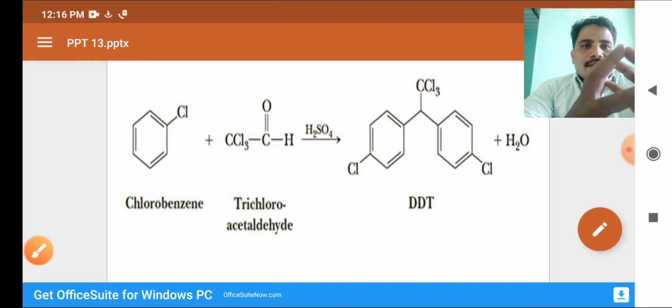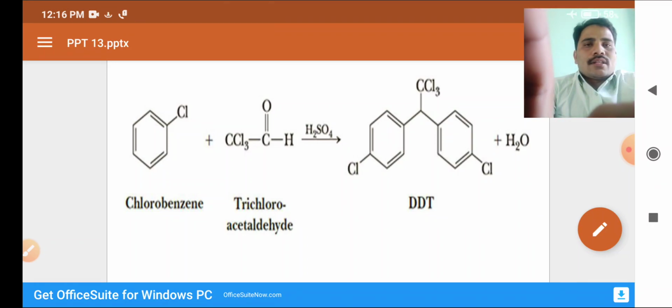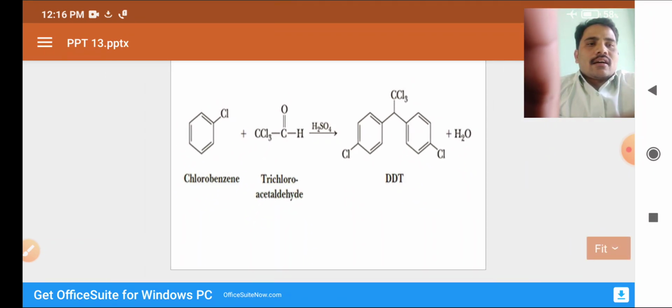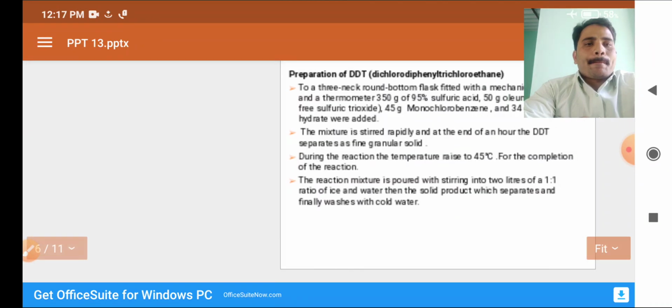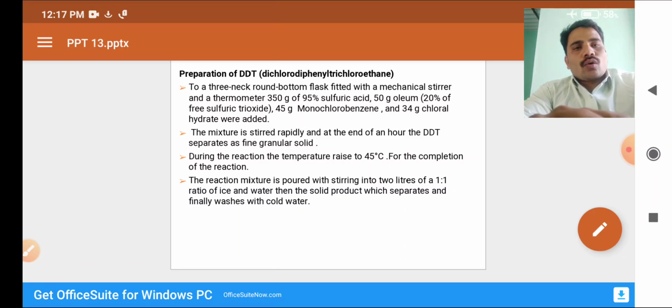It is synthesized by an acid condensation reaction with the elimination of water. So this is about the synthesis of DDT and how it is prepared. What type of preparation is this? Dichloro diphenyl trichloroethane is the common name we call DDT.